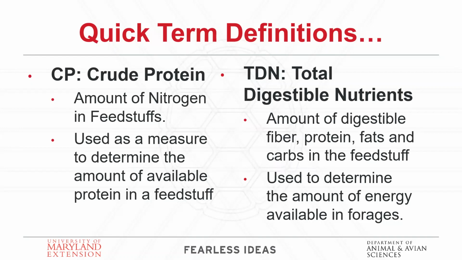Crude protein basically means the amount of nitrogen that's in your different feedstuffs. It's a measurement of protein that we cover. The other factor is called total digestible nutrients, which is in the name. It's the total digestible amount of nutrients that are in a different feedstuff. So primarily we use it for forages to determine the nutrient content of forages.